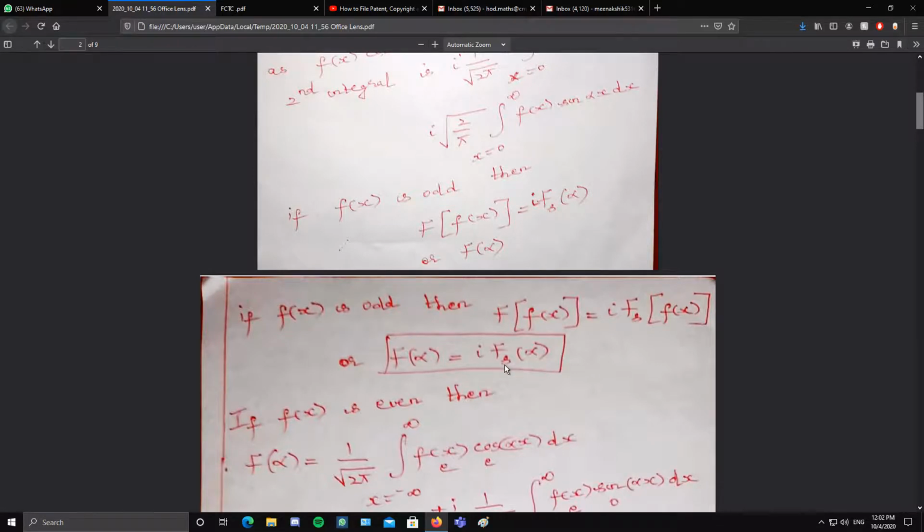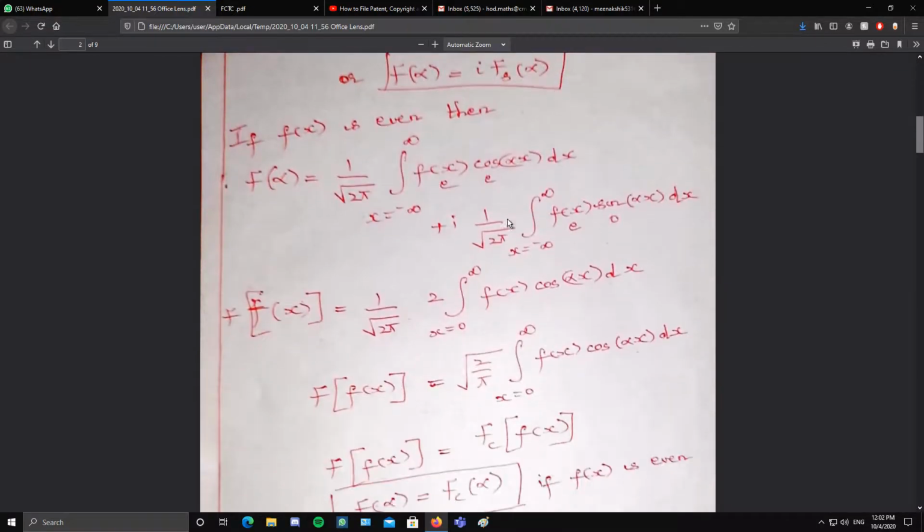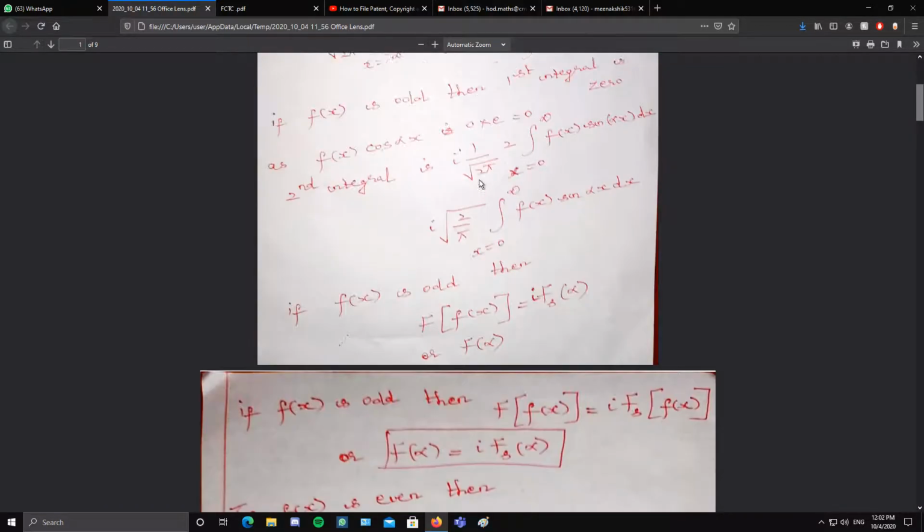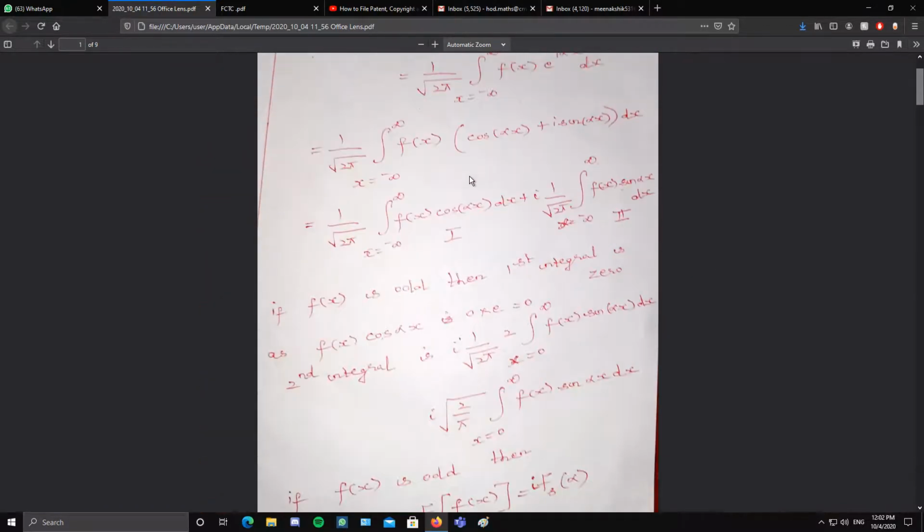Fourier transform of a given function is same as i times Fourier sine transform. Fs of alpha means we call it a sine transform, as you have sine series; here we call it sine transform. Similarly, if f of x is even, take up this expression.